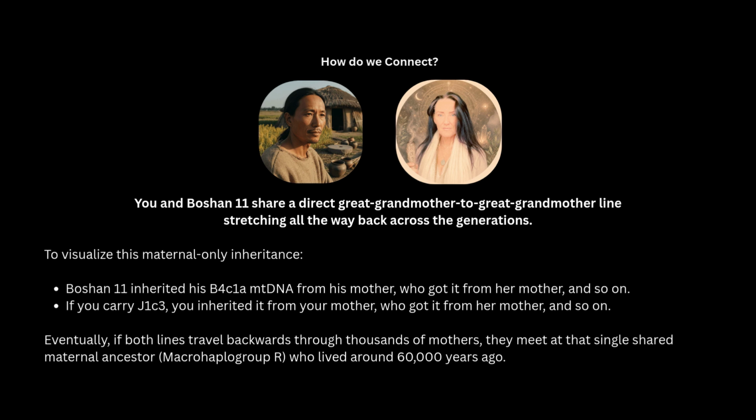To visualize how Boshan 11's maternal line and the European Near Eastern maternal line J1C3 connect, you can follow their lineages back up the tree. They're two divergent paths. After mutating away from their shared R ancestor, the two lines went in completely different geographical directions. The path to B4C1A, the eastern branch: the descendants of the B branch migrated eastward across Central Asia and settled heavily in East Asia.